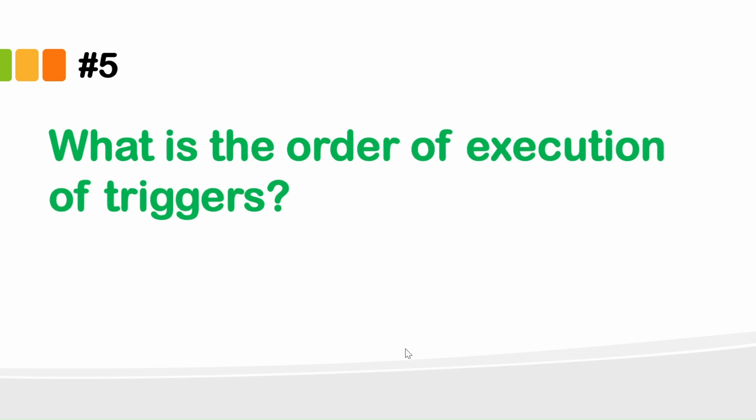The fifth question is, what is the order of execution of triggers? The order of execution starts with, first, fetching the data from the database. Then the system validation is triggered and it checks the system validations. After that, all the before triggers on that object are executed. Then the custom validation rules are triggered and checked. After that, the record is saved but not yet committed to the database. Once the record is saved, all the after triggers are executed. Once that is done, finally the record is committed to the database.